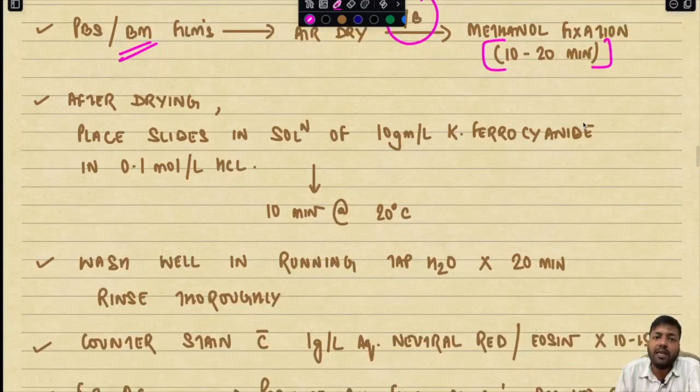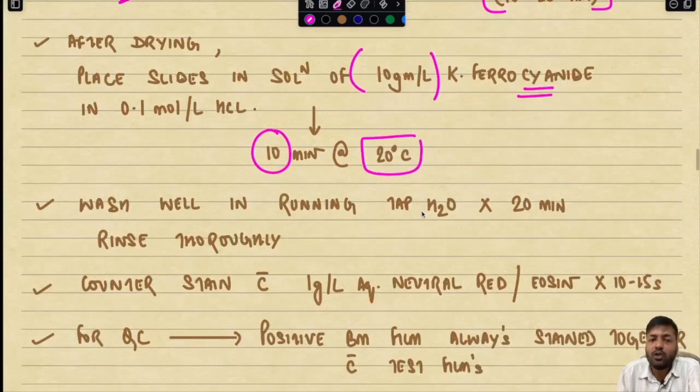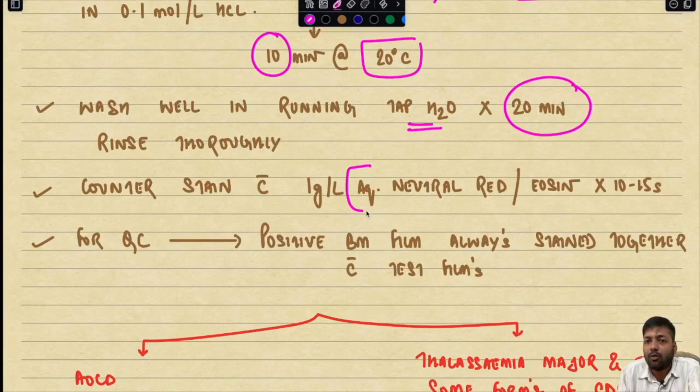After drying, you place the slides in a solution of 10 gram per liter potassium ferrocyanide in 0.1 mole per liter HCl. Then you keep it for 10 minutes at 20 degrees centigrade. You wash well in running tap water for 20 minutes and then rinse thoroughly. Counterstain with 1 gram per liter either aqueous neutral red or eosin for 10 to 15 seconds. For quality control, a positive bone marrow film is always stained together with the test slide, whatever we are using.